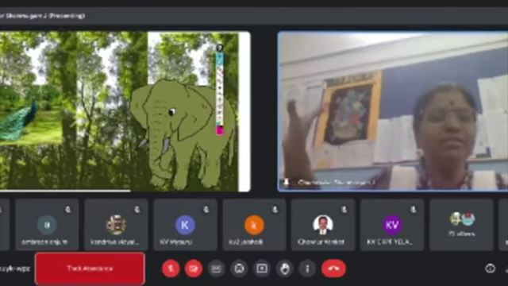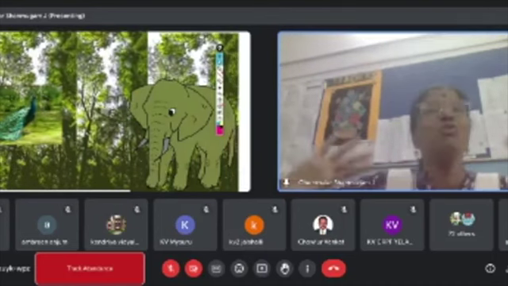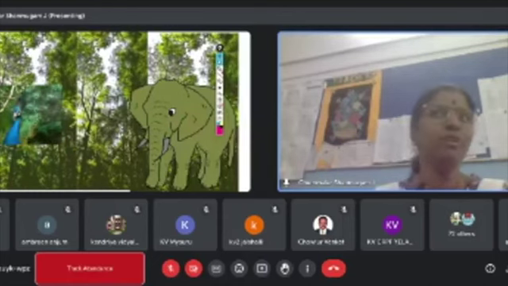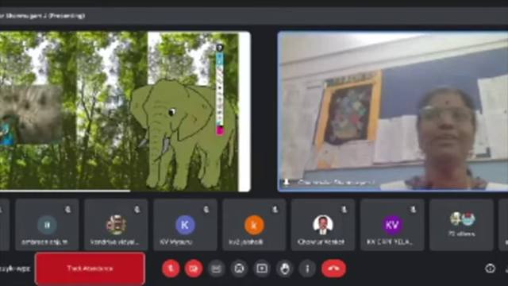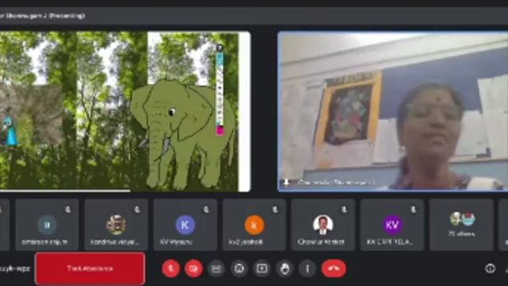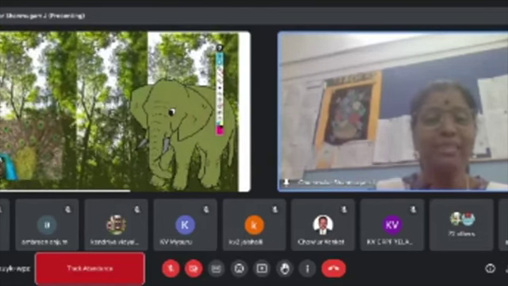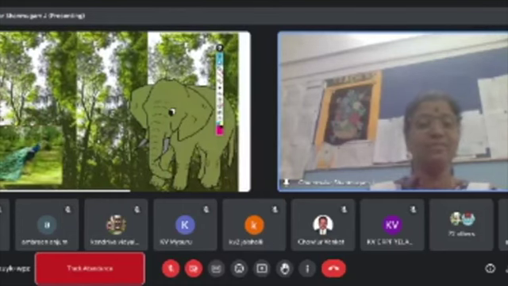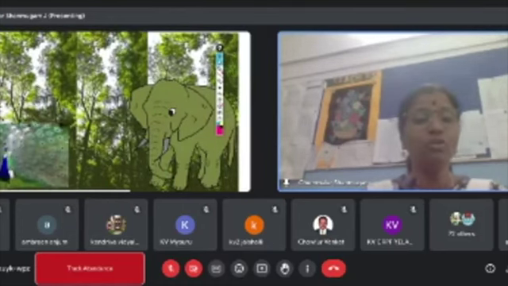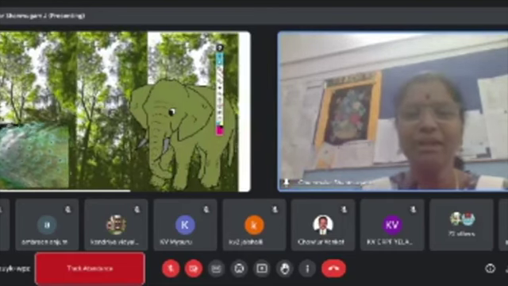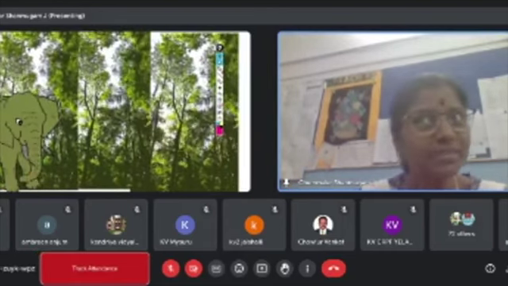"Look at my feathers. My feathers are so colorful. You know, I am the national bird. I'm so beautiful. I'm so pretty. I'm so colorful. Look at so many colors in my body." The peacock said this. And then it raised its voice and also showed its beautiful feathers. Right. Then the elephant was upset.